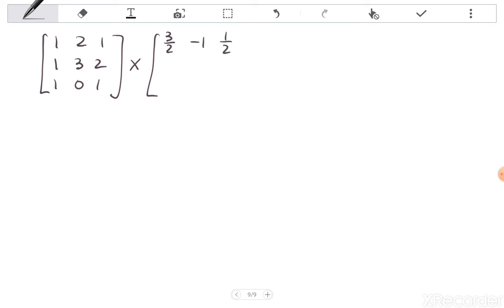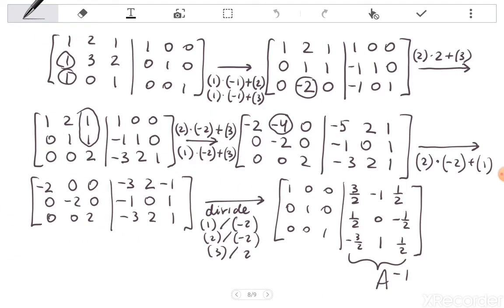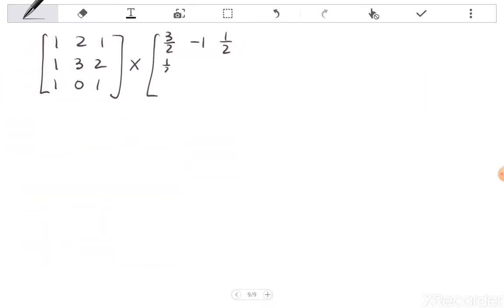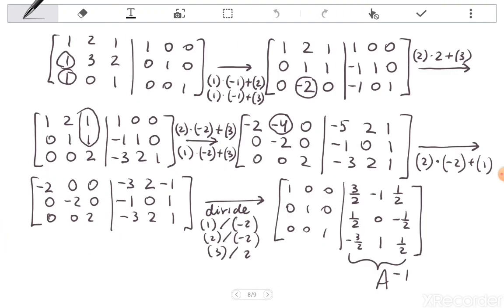1 over 2, 1 over 2, 0, minus 1 over 2, and minus 3 over 2, 1, 1 over 2.